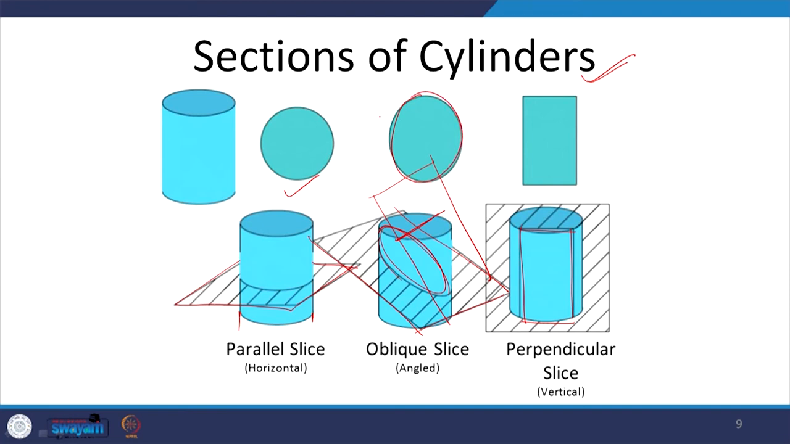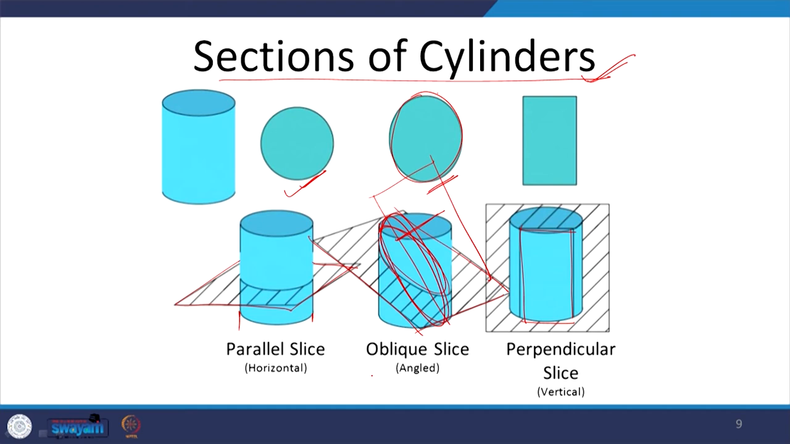So section of cylinders is fairly simple, but how do we determine the shape of this ellipse? This ellipse could range minimum from a circle, close to a circle, to an ellipse which is as big as this. How do you determine what is the shape of the ellipse is the trick when we are drawing the sections of cylinders. And it is fairly simple.